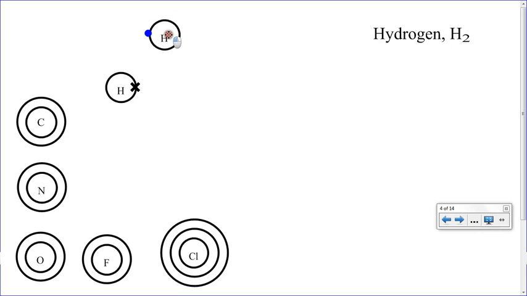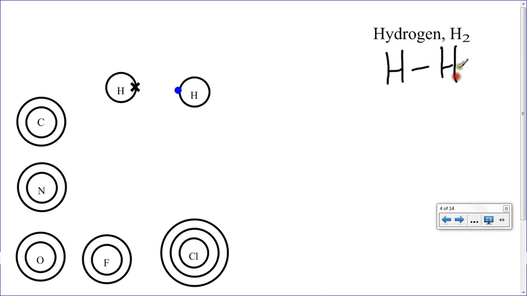Obviously, this electron is the one electron that hydrogen has. This electron is the one electron that this hydrogen atom has. So, if we draw an H2 molecule, we've got two hydrogen atoms bonded together. We've got one line here showing one single covalent bond, and now we need to try and draw a dot-cross diagram to show how this happens.